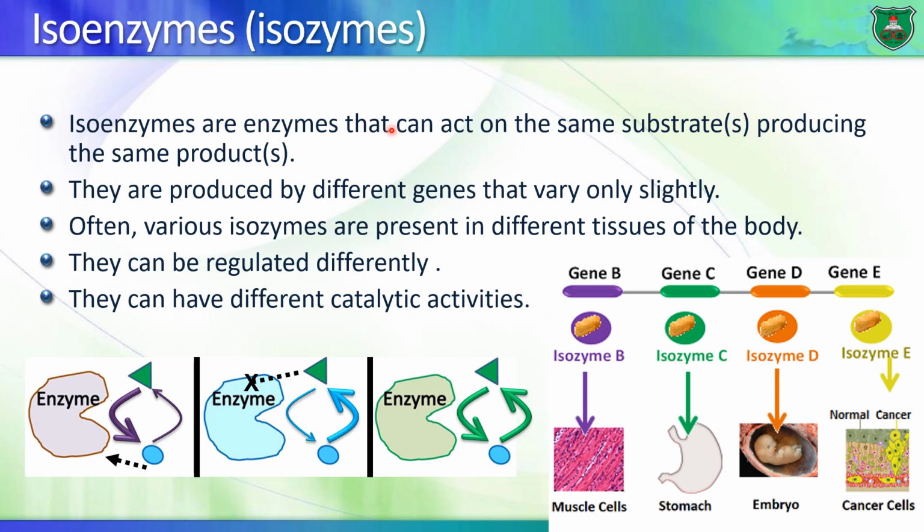So 1, they act on the same substrate and produce the same product. 2, they are produced by different genes. 3, they have different tissue distribution. 4, they have different catalytic activities, and they can also be regulated differently.